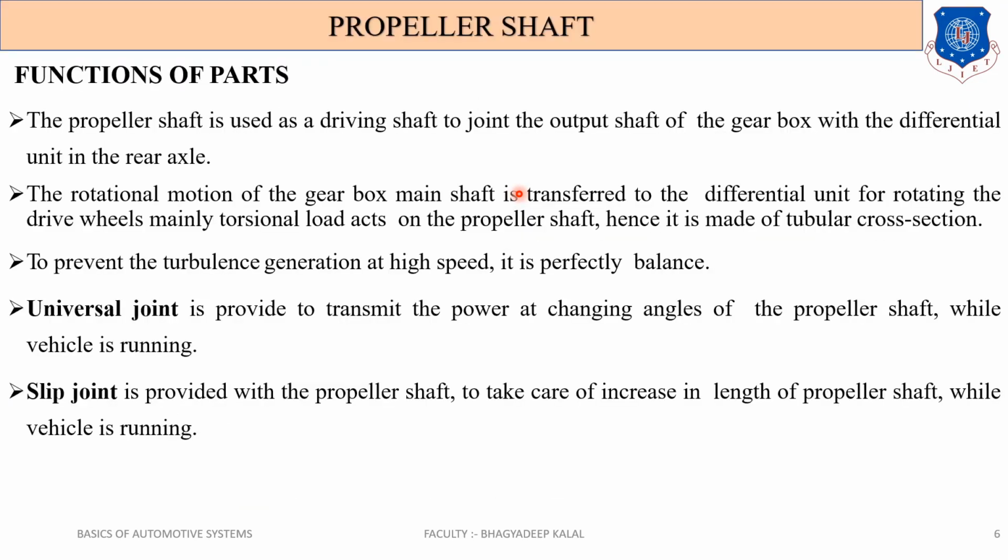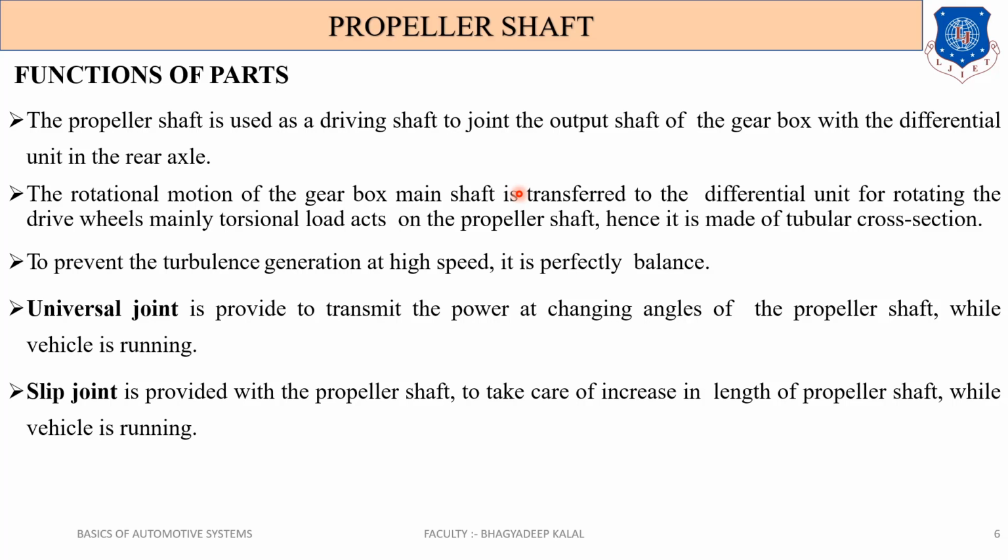Next is the propeller shaft function. The propeller shaft is used as a driving shaft to join the output shaft of the gearbox with the differential unit in the rear axles. We already understood this in a previous slide. The rotational motion of the gearbox main shaft is transferred to the differential unit for rotating the driving wheel. Mainly torsional load acts on the propeller shaft because it is a rotating part, and it rotates with the help of the engine shaft, or we can say gearbox shaft. That's why torsional load comes on the propeller shaft.